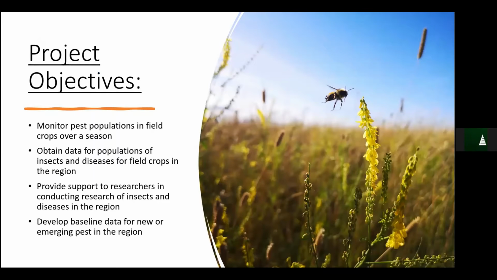So the project objectives when it was initially founded were just to monitor the pest populations in field crops over a given season. We have quite a diverse amount of field crops up here, so the focus was to start with just annual cropping and carry on from there. Second objective was to obtain data for populations of insects and diseases for field crops in the region, and also to provide support to researchers in conducting research of insects and diseases in the region. And then finally, to develop some baseline data for new and emerging pests within the region.